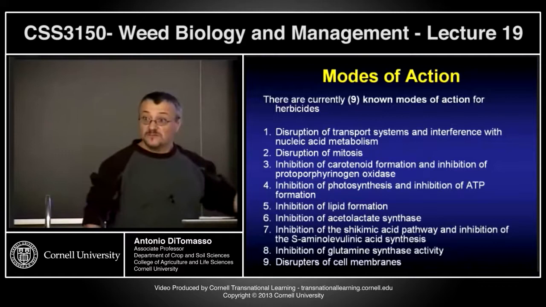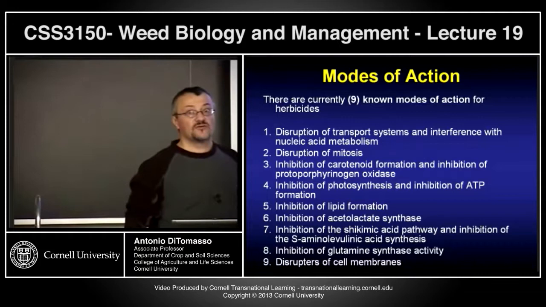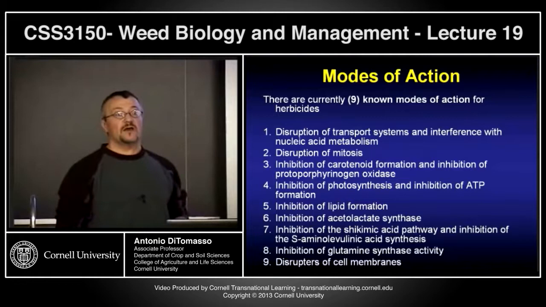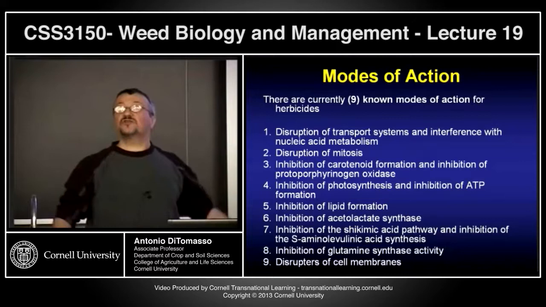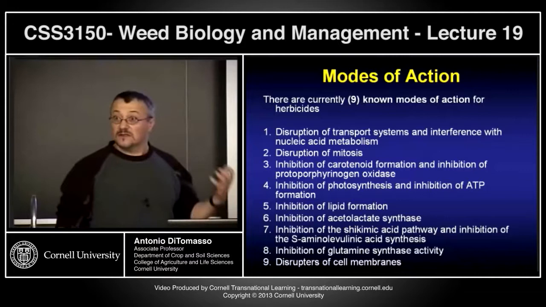Disruption of mitosis. Group? Pendimethalin, Prowl, Treflan, trifluralin are in this group. Root inhibitors. Remember, we saw the clubbing of roots and so forth? Inhibition of carotenoid formation and of what we call the protox oxidase enzyme. What are these? Callisto. These are the bleachers, what we call the bleachers. Callisto, mesotrione, fomesafen, acifluorfen, Blazer. They basically bleach. Clomazone is in this group.